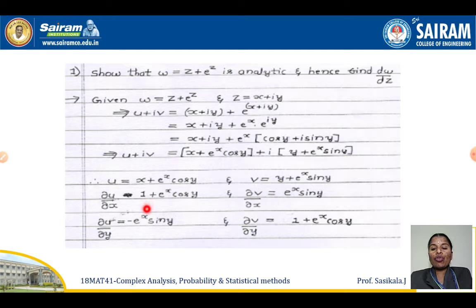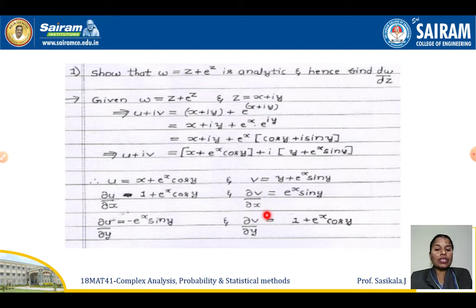Then ∂u/∂x is equal to the differentiation. Now it's going to the next step. What is that? Immediately we should verify whether the CR equations are satisfied here. For that, first you can find the partial derivatives with respect to x and y for your u and v functions. With respect to x for u, I'll get 1 plus e^x cos y. With respect to y, I'll get minus e^x sin y.